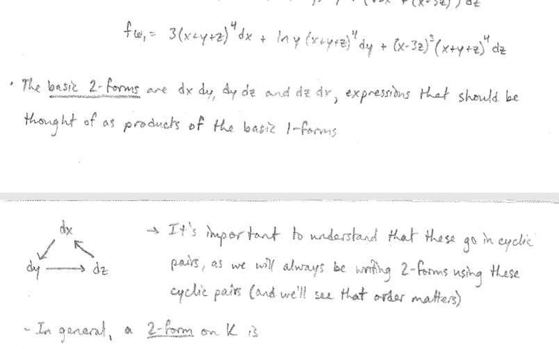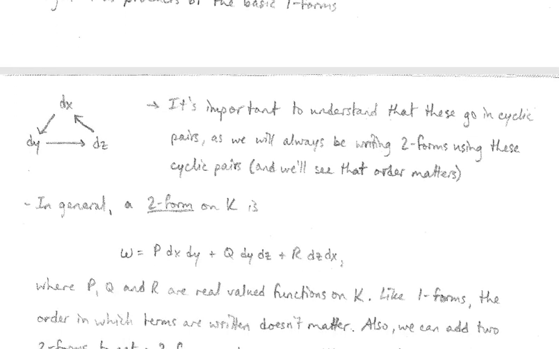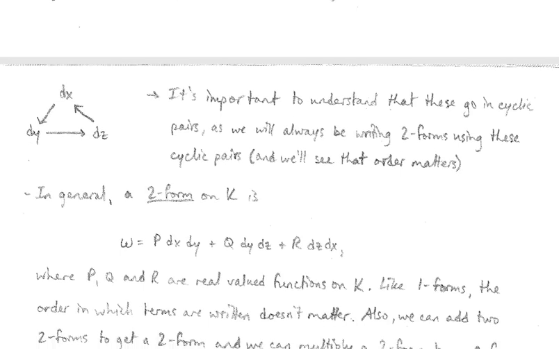So these are the basic two forms. In general, a differential 2 form on our set K is any form of the form omega equals p dx dy plus q dy dz plus r dz dx, where p, q, and r on their own are differential 0 forms on K. So if you take a 0 form, add one of these cyclic pairs onto them, you get a 2 form.